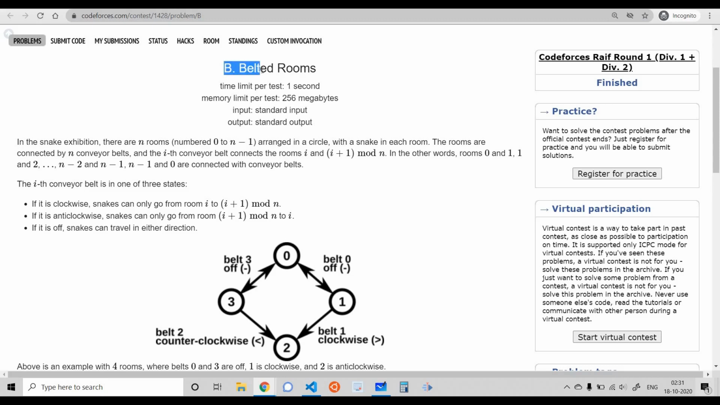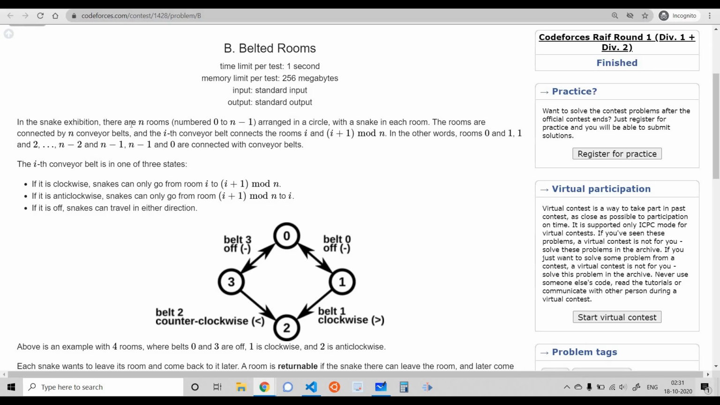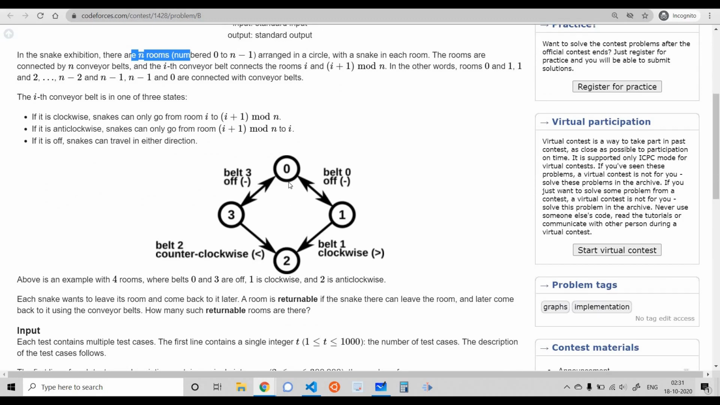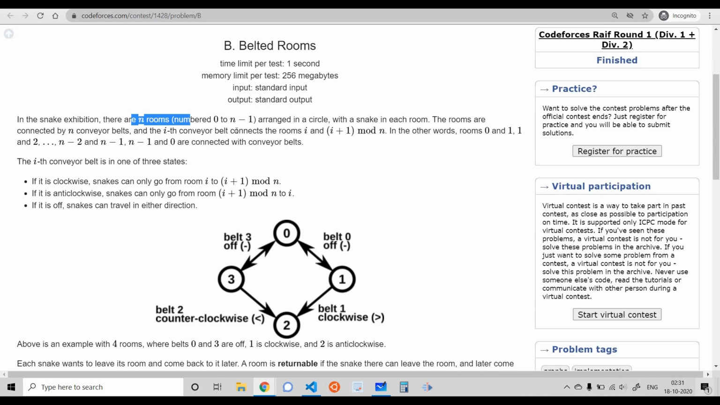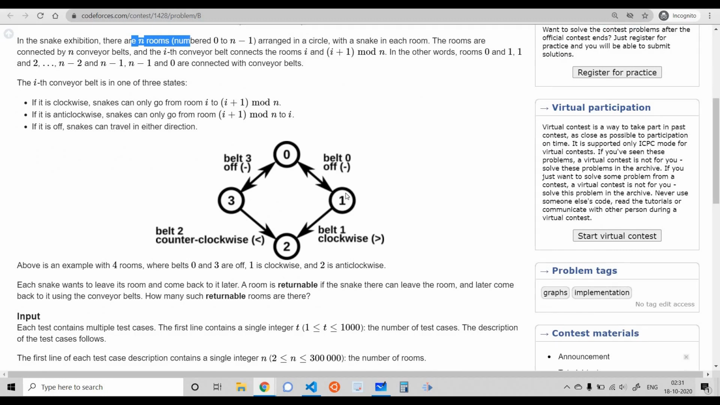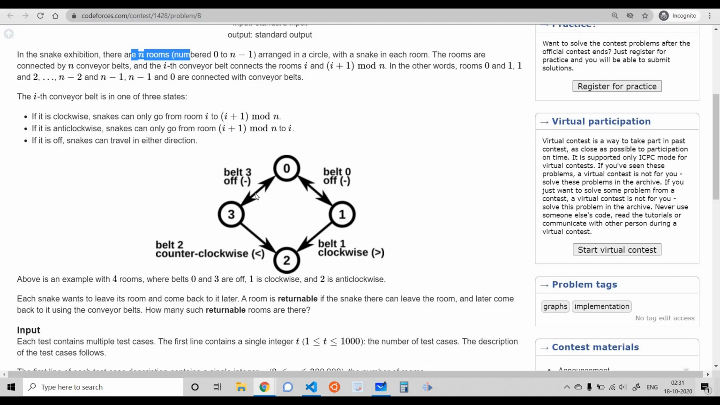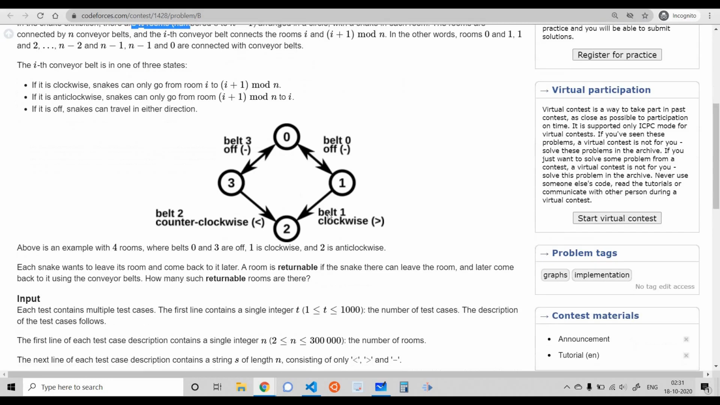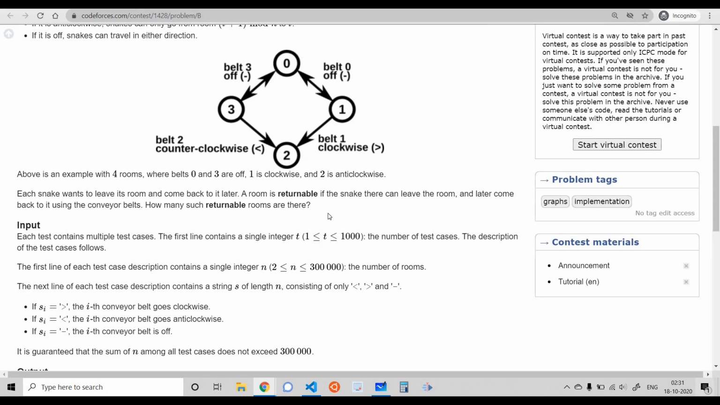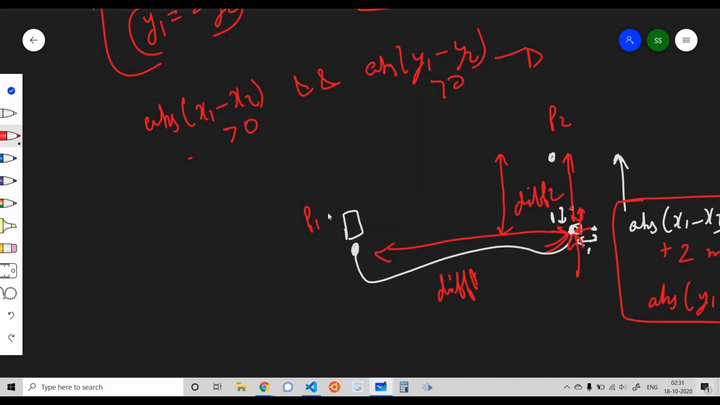Problem B is called belted rooms. In a snake exhibition there are n rooms numbered from 0 to n minus 1, and between the adjacent rooms as well as the n-1th room and the first room, which is at 0 and n-1 index, we have some edges. Let's say these rooms are nodes and these conveyor belts are edges. So we have three types of edges in this structure.